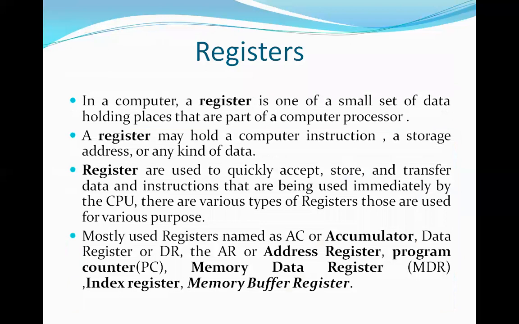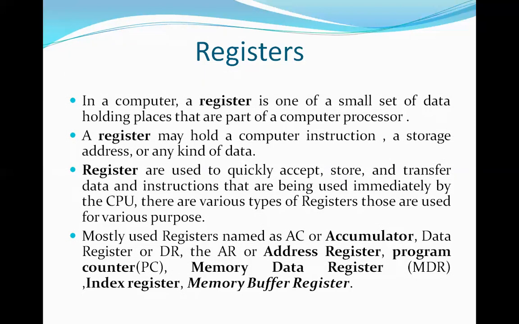Next is register. In a computer, a register is one of a small set of data holding places that are part of a computer processor. A register may hold a computer instruction, a storage address, or any kind of data. Registers are a type of computer memory used to quickly accept, store, and transfer data and instructions that are being used immediately by the CPU. The registers used by the CPU are often termed processor registers.